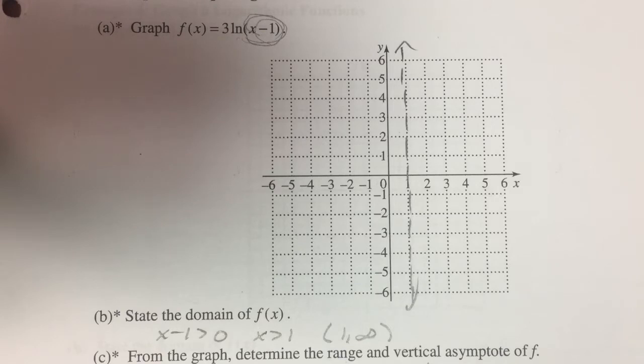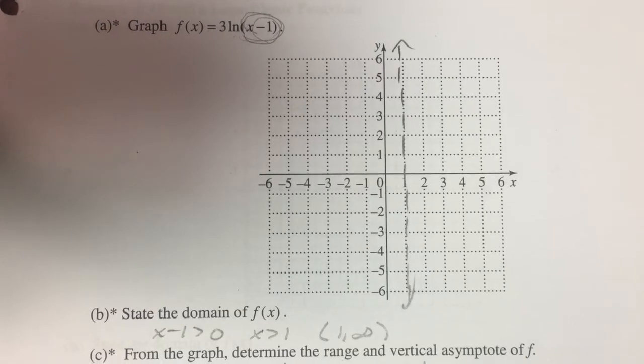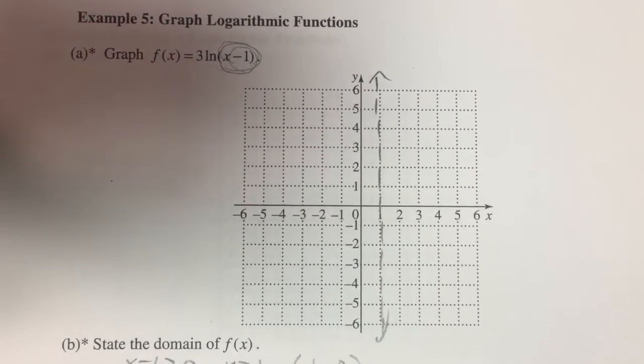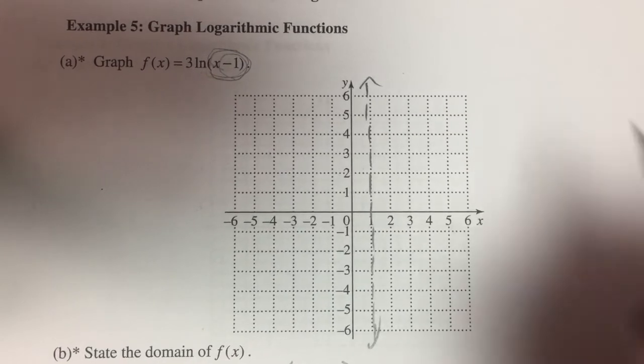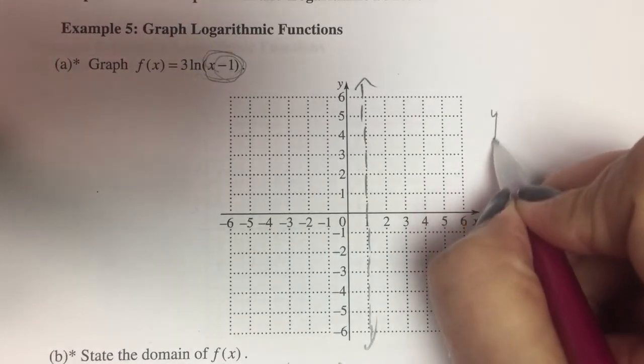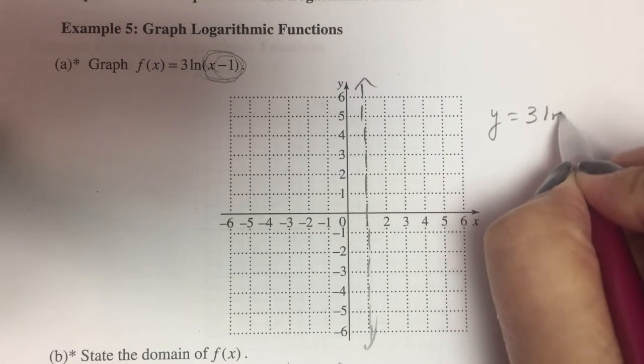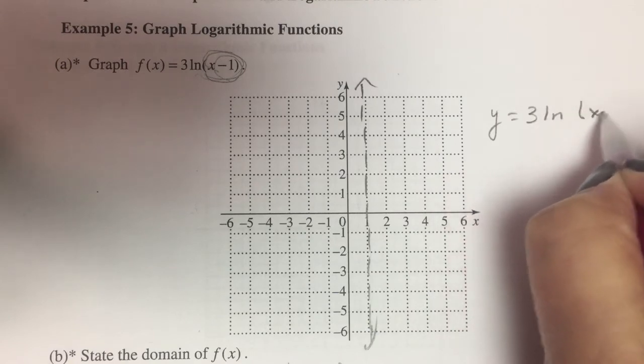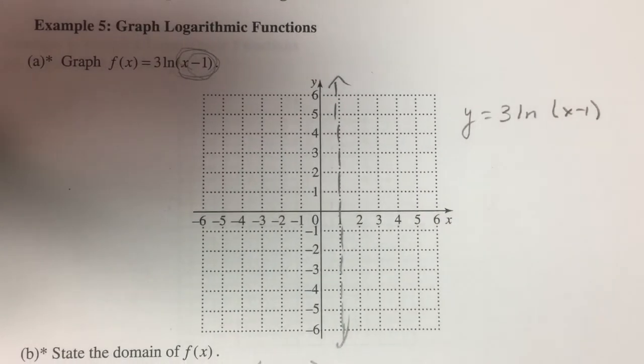So now it says find the inverse of the graph. So let's talk about how we find the inverse. We're going to use the exact same method we did in a previous section. So I have here y equals 3 times the natural log of x minus 1, and I need to find the inverse.